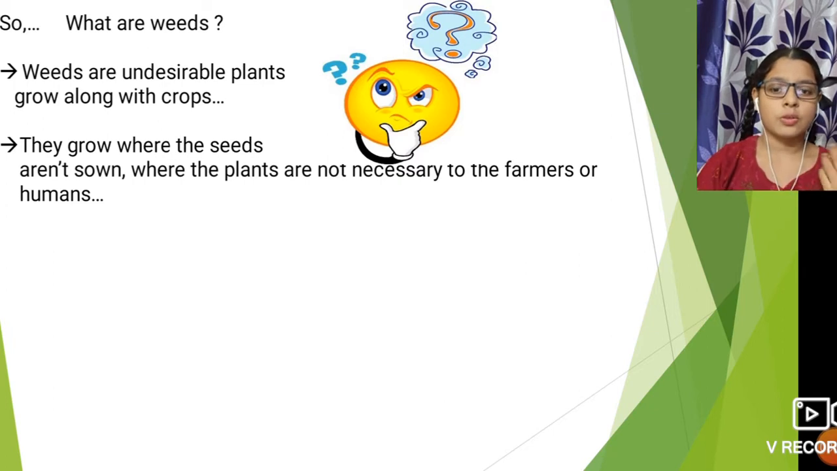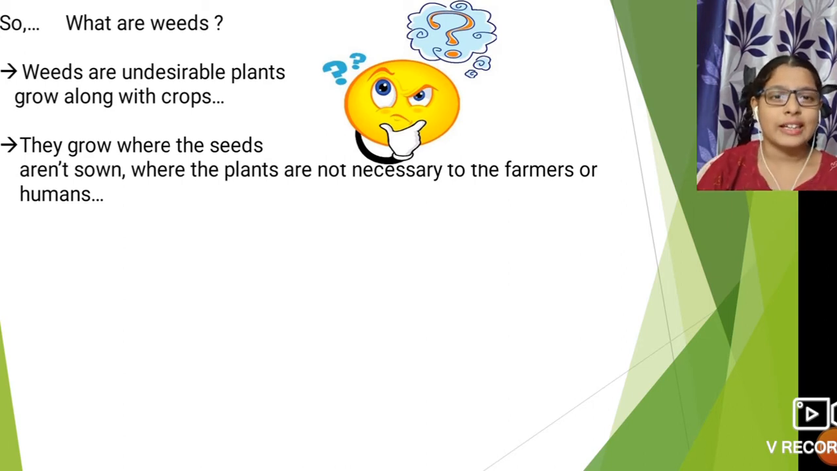These weeds are not the crops which we eat in our daily routine. Crops are the main thing which grows in the agricultural lands, but weeds are unwanted plants, and we don't need them. That's why farmers need to remove the weeds from the field.